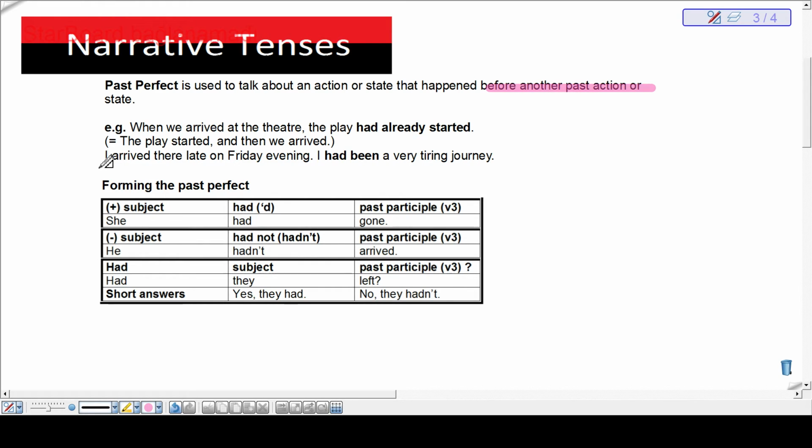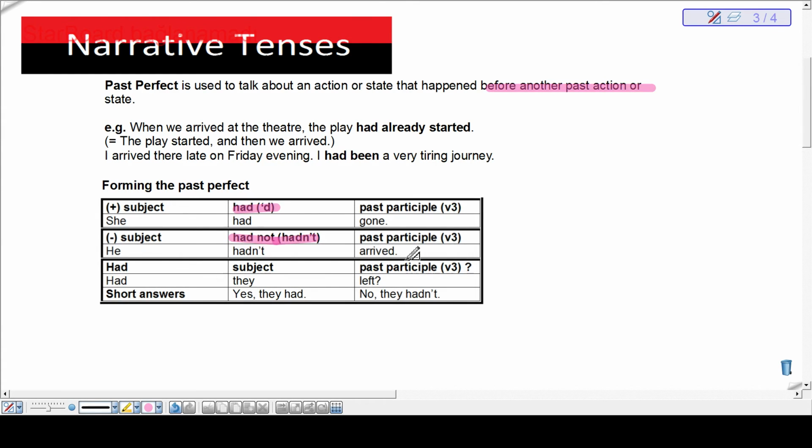So, how do we form the past perfect tense? Look at this table. Let's start with the positive sentences. In the positive sentences, we start with the subject and then we use had. You can use the short form and we continue with the past participle form of the verb. She had gone. And for the negative sentences, we start with the subject and we use had not or the short form hadn't, and we continue with the past participle again.